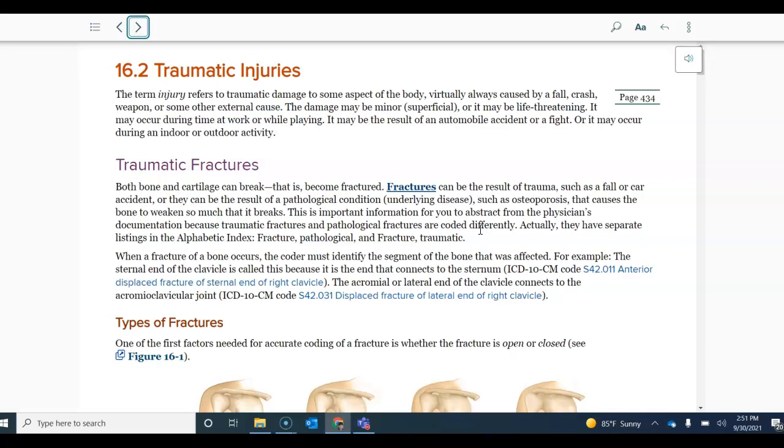A lot of them are probably going to have 6 characters and then you add the 7th anyway, because remember, most of those are going to have laterality, so they're going to have right and left. But there could be a few where there are only 6 characters.